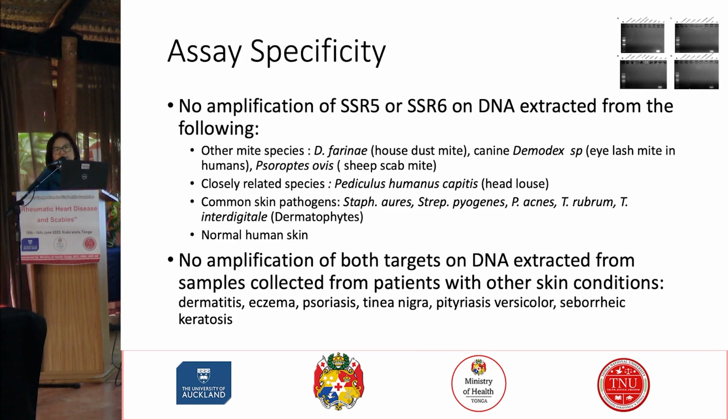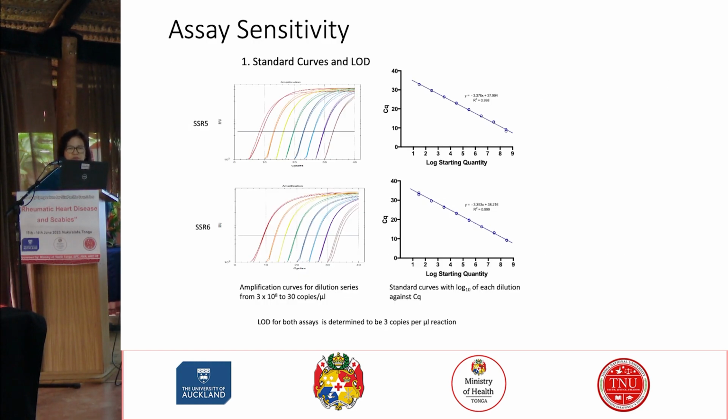We also collected some samples in Darwin, from the Darwin dermatology clinic, of patients presenting with dermatitis, eczema, psoriasis, and some other fungal infections. These are all negative as well among patients with other skin conditions. So it's 100% specific, targeting only scabies mite DNA. For sensitivity, at the moment our limit of detection is 3 copies of each target in the reaction, based on this standard curve.